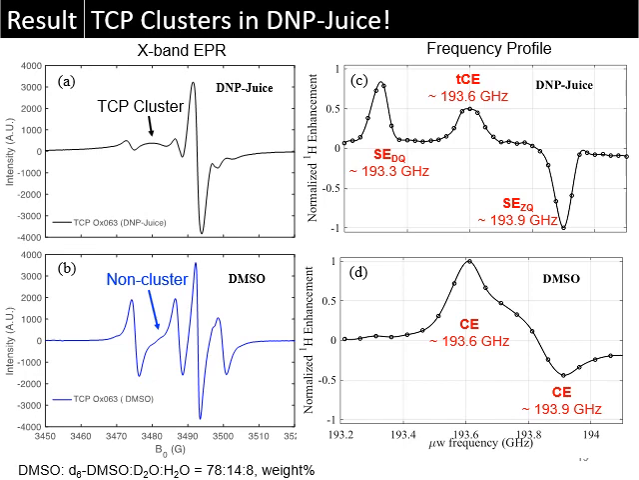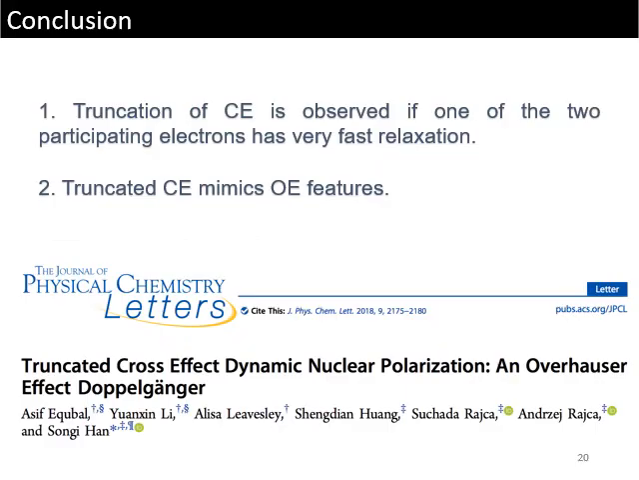Also, this again verified that the TCP trital mixture in DNP juice is not Overhauser effect plus solid effect, but actually truncated cross effect plus solid effect. So our conclusion here is that truncation of the cross effect is observed if one of the two participating electrons has very fast relaxation rates, and the truncated cross effect mimics Overhauser effect features.